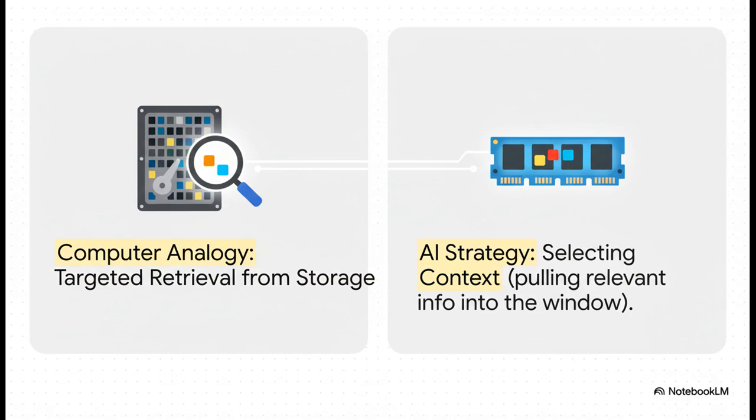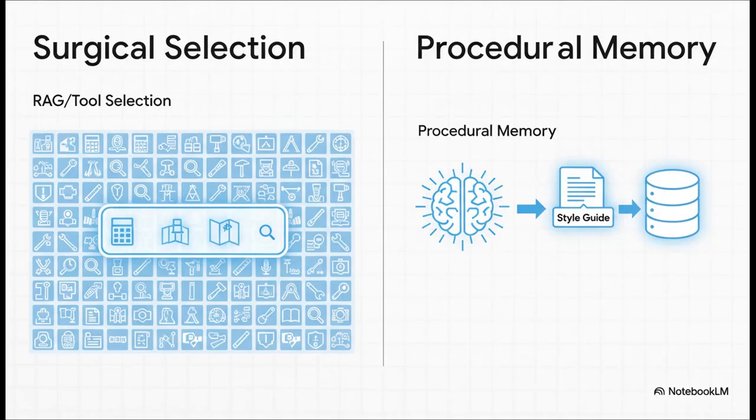Okay, so saving information to the hard drive is only half the battle, right? You eventually have to bring it back into RAM so you can actually work on it. This brings us to our second strategy, selecting context. This is the art of pulling only the most relevant pieces of information back into the context window, exactly when they're needed. This is where techniques like retrieval augmented generation, or RAG, are just an absolute game changer.